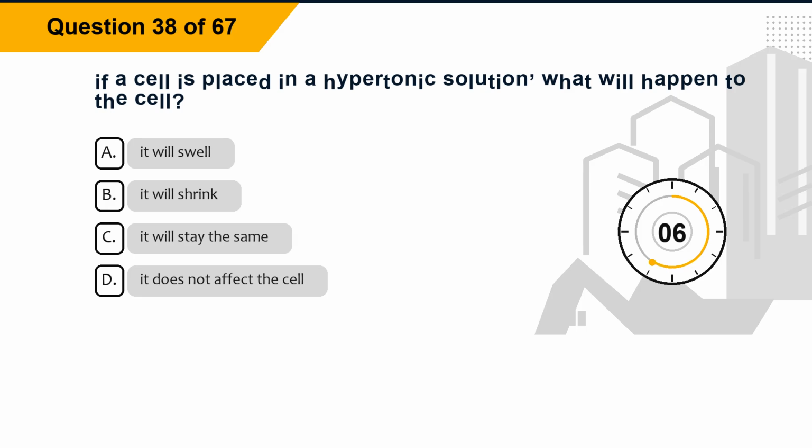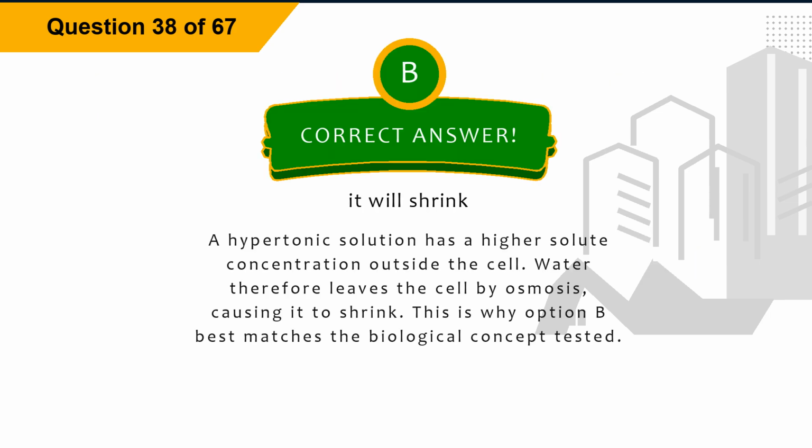Option B, it will shrink. Option C, it will stay the same. Option D, it does not affect the cell. The correct answer is option B, it will shrink. Explanation: a hypertonic solution has a higher solute concentration outside the cell. Water therefore leaves the cell by osmosis, causing it to shrink. This is why option B best matches the biological concept tested.